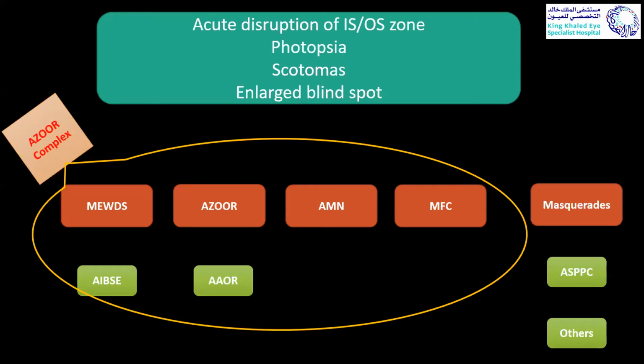We should not forget the masquerades like syphilis. Nowadays we have syphilis in Saudi Arabia, and it can present with a disease called acute syphilitic posterior placoid chorioretinopathy, and they present with a MEWDS-like picture.